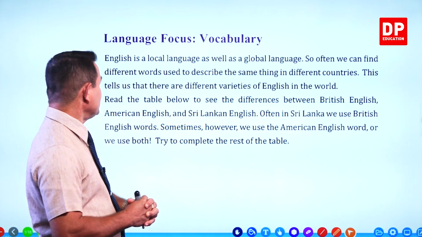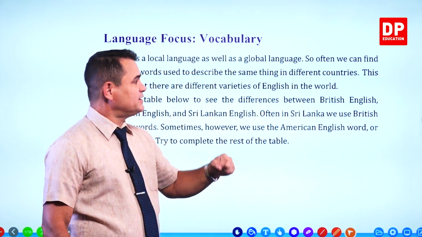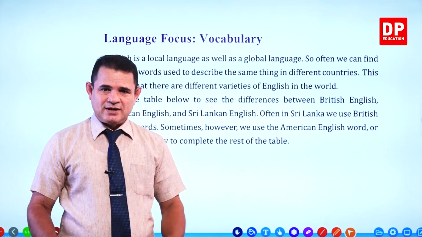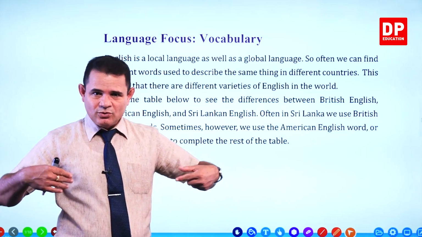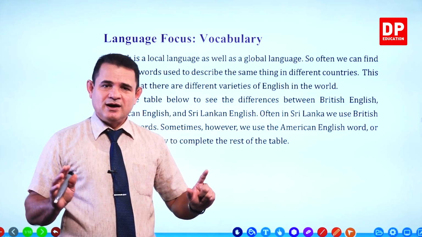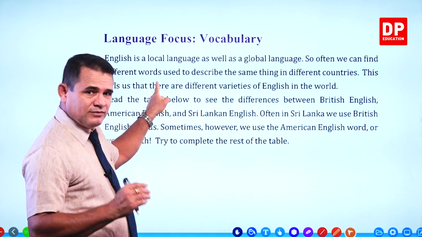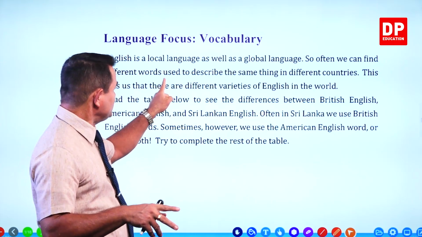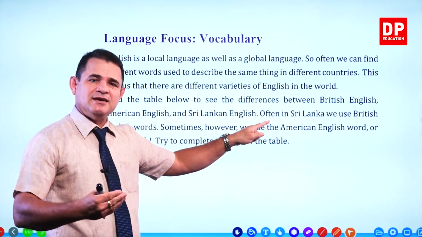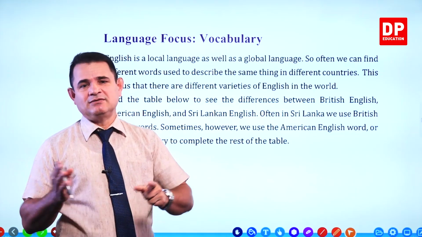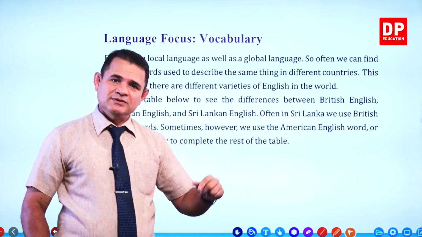So often we can find different words used to describe the same thing in different countries. So as this is spoken in many countries globally, ගෝලීය වශයෙන් මේක ගොඩාක් රටවල් වල භාවිතා වෙන නිසා different words විවිධ වචන වෙනස් වචන used to describe the same thing used පාවිච්චි කරනවා describe the same thing එකම දේ කියන්න විවිධ වචන එක එක රටවල් වල in different countries විවිධ රටවල් වල.